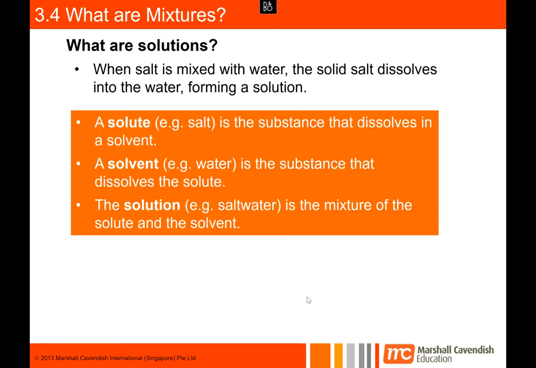When salt dissolves, the salt that dissolves is called the solute. The water that dissolves the solute is called the solvent. And we have this mixture known as the solution. So a solution is a mixture of solute and solvent. Please take note, there are new things that we're learning here, solute and solvent.